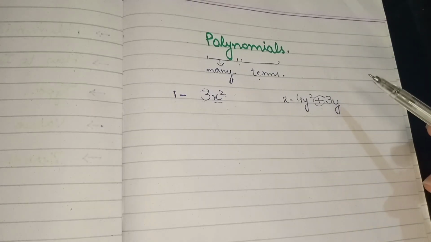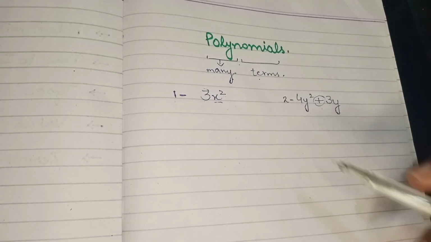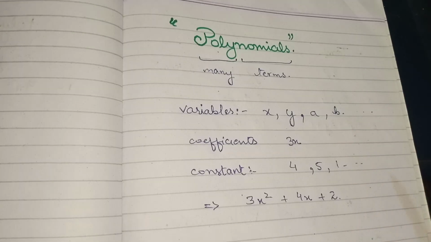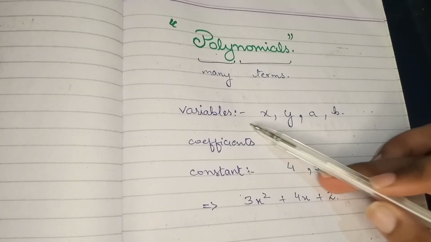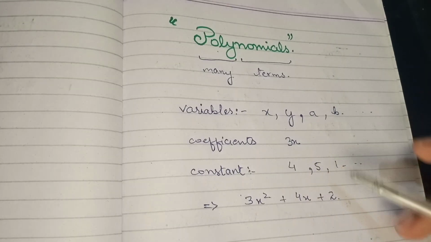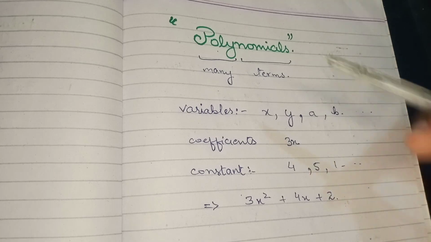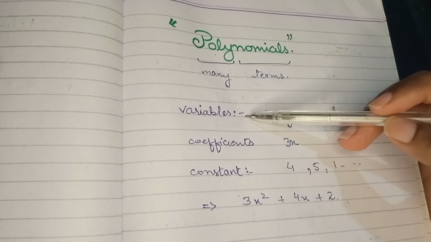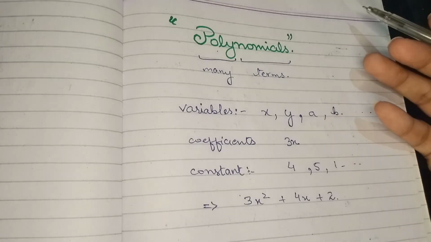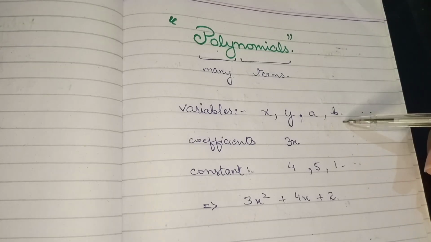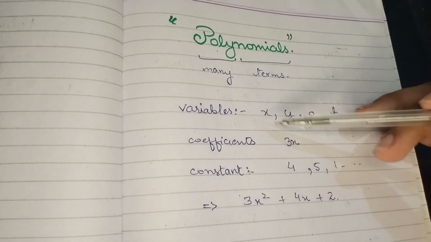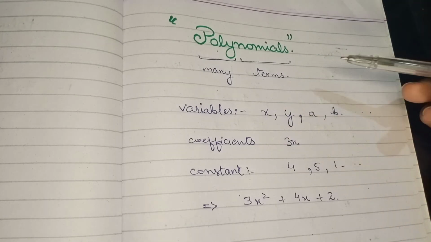First of all, we need to know about the variables, coefficients, constants, and powers or degrees. We will understand all of them with the help of examples as well. First of all, we need to know what variables are. Basically, variables are some unique alphabets like A, B, C, D, X, Y, Z, or any other alphabets whose values can vary or change.